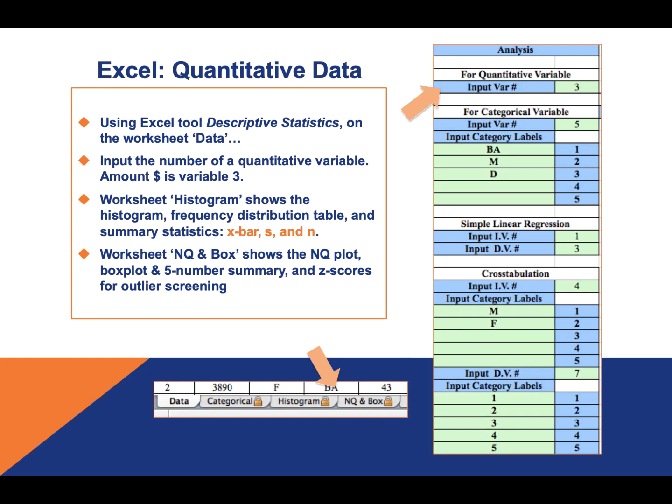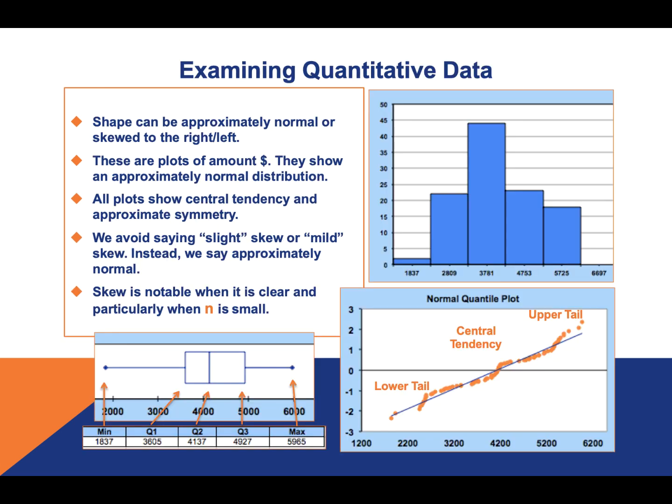Using our Excel tool, Descriptive Statistics, we can easily run a descriptive analysis for a single quantitative variable, such as variable number 3, amount charged. By inputting variable 3 for a quantitative variable, our results will be on the worksheet's histogram and NQ and box. When examining shape, we're looking for 2 possibilities, either an approximately normal distribution or a distribution that is clearly skewed to the right or to the left.